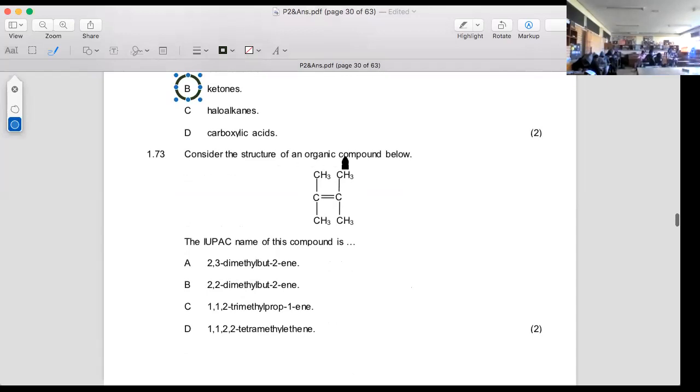Okay, consider the structure of an organic compound below. The IUPAC name of this compound is... If you think you've got an answer, won't you put a hand up? Okay, who thinks they've got the answer? Just put a hand up. Okay, I'll give you some more time.